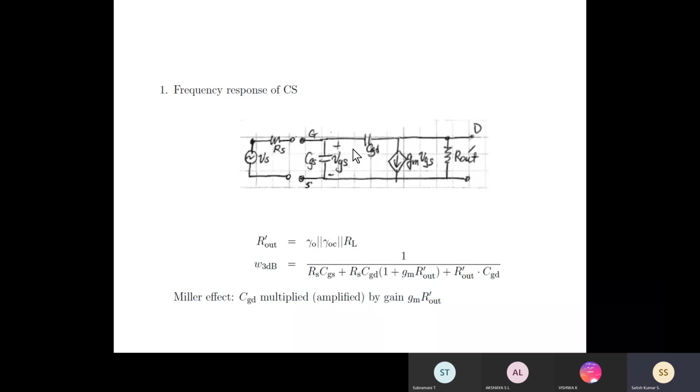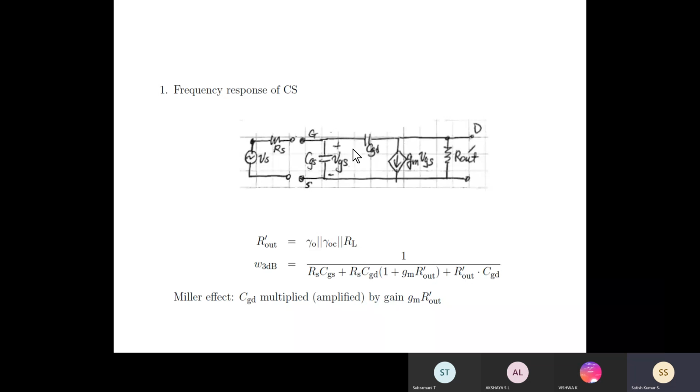So from this simplified equivalent circuit, which we already discussed, this is a simple equivalent circuit of your common source FET amplifier. From this circuit we have obtained the output impedance. Here the output impedance is nothing but R dash of output.